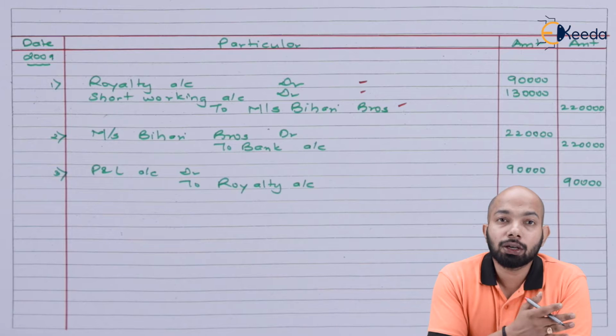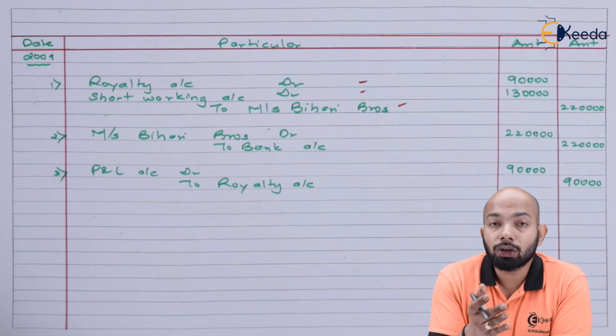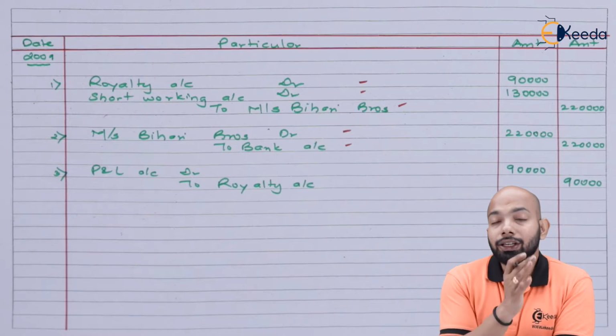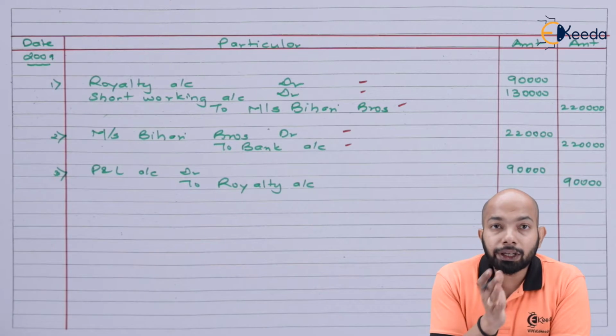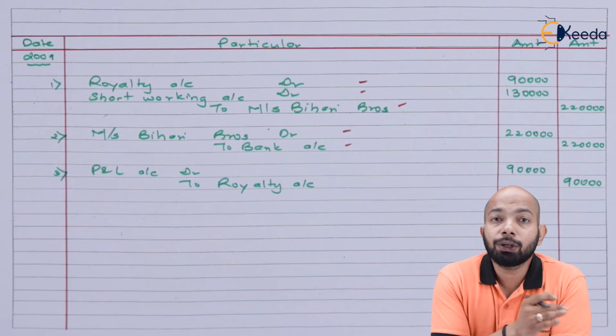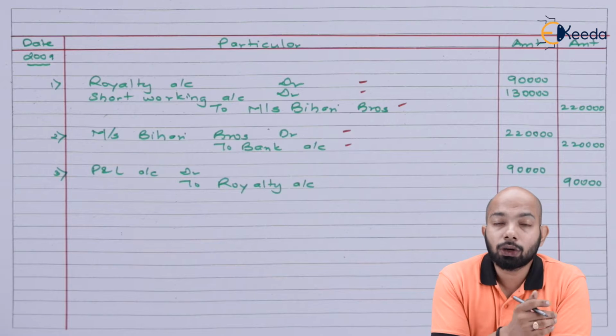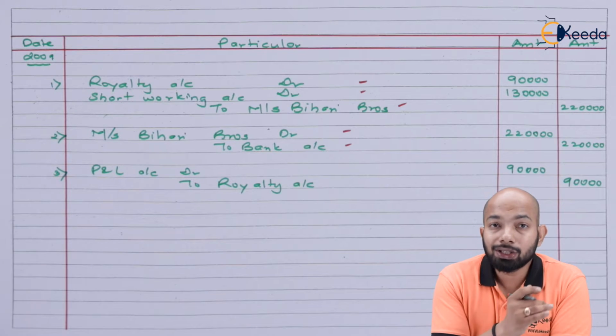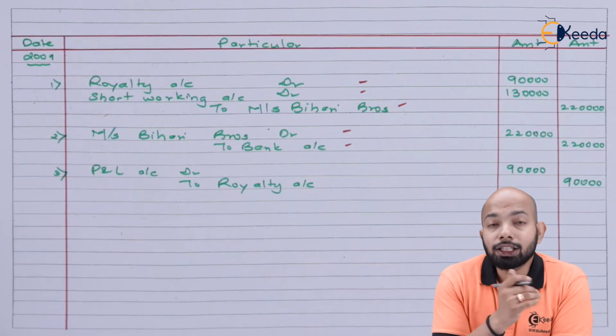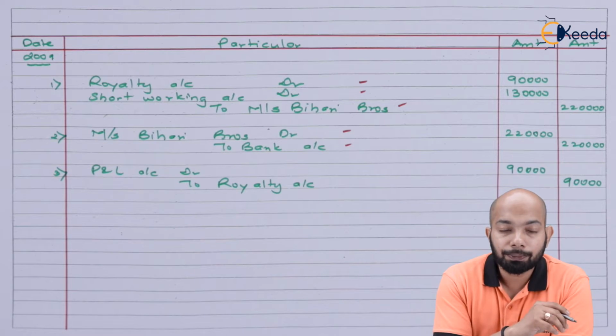Next entry that we have passed here is the payment that we have made. That means 2,20,000 payment. So Messrs. Bihari Brothers account debit to bank account. And the third entry refers to the profit and loss transfer. That means P&L account debit to royalty account with amount of 90,000 of royalty here. With this, 2009 entries are done. Let's move on to 2010 entries now.